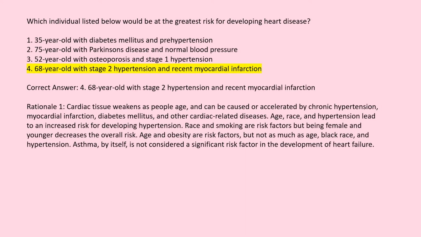Correct answer. 4. 68-year-old with stage 2 hypertension and recent myocardial infarction. Rationale. Cardiac tissue weakens as people age, and heart failure can be caused or accelerated by chronic hypertension, myocardial infarction, diabetes mellitus, and other cardiac-related diseases. Age, race, and hypertension lead to an increased risk for developing heart failure.